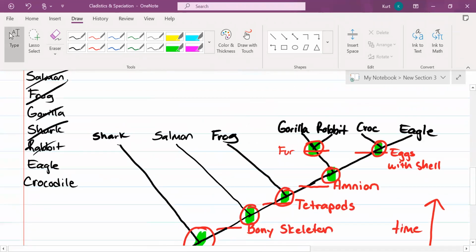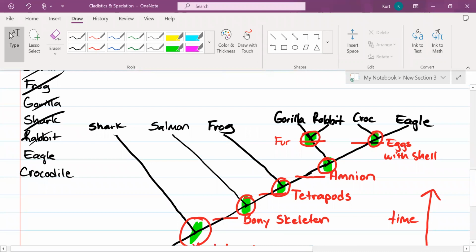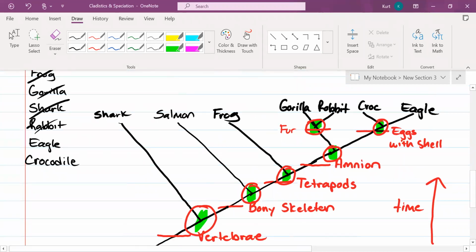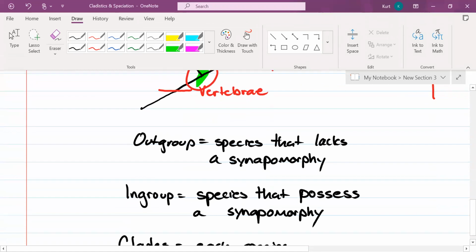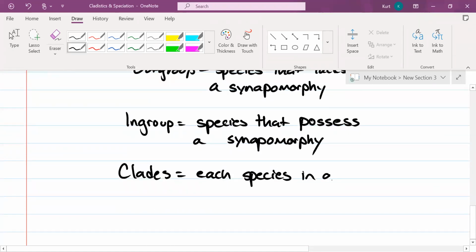So you would say when we had the shark be the outgroup, that meant the salmon, the frog, the gorilla, the rabbit, the croc, and the eagle were in-groups. And then we have clades. Clades are just each species. So there are 7 clades in this cladogram. So we'll say each species in a cladogram. Okay? And that's it. That's cladograms.